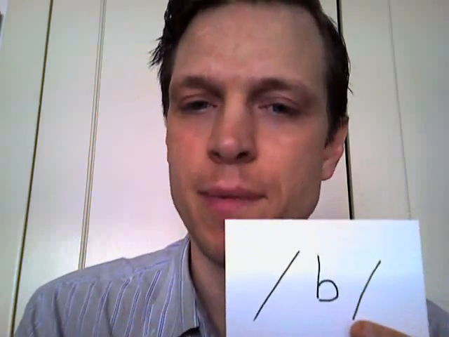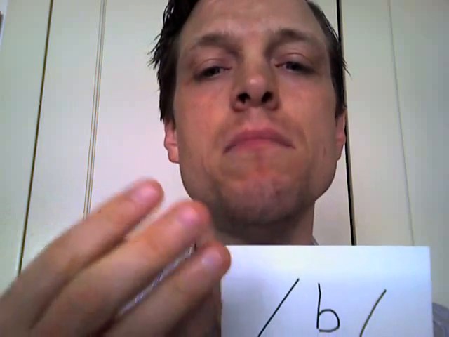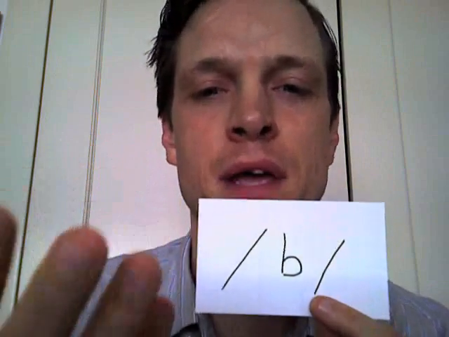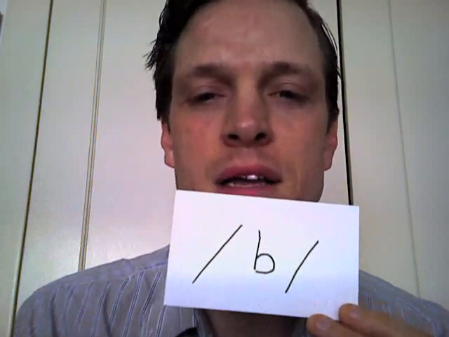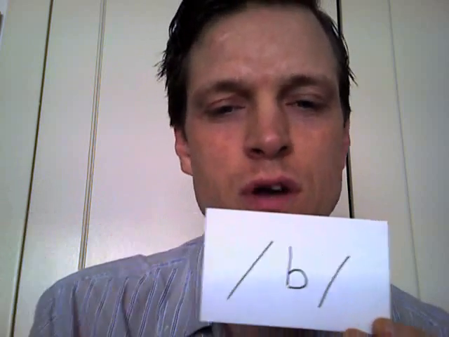Okay. It's similar to the P, except it's softer, right? It's like B. It's not P. It's like Bobby, or back, or barbecue. B. Softer, right? Okay. Here are the words. Back, rubber, bob. Back, rubber, bob.